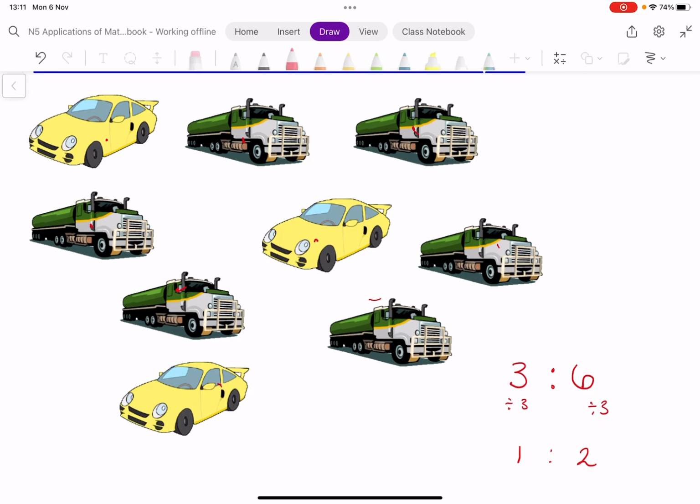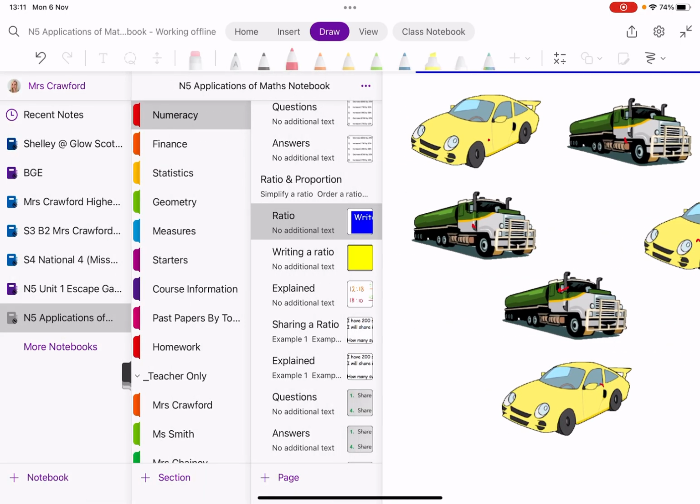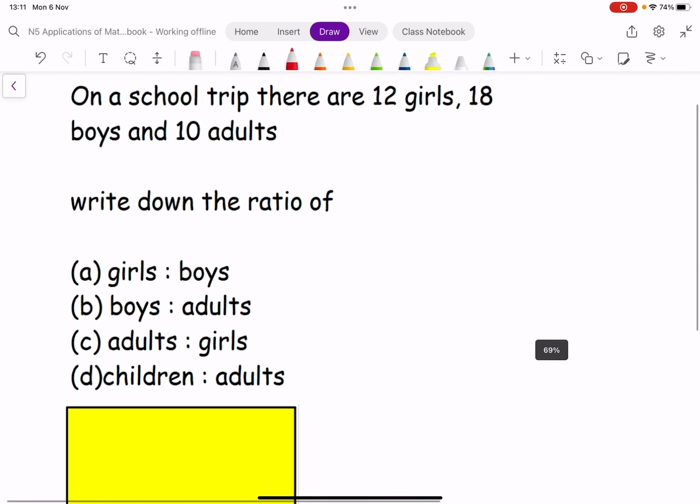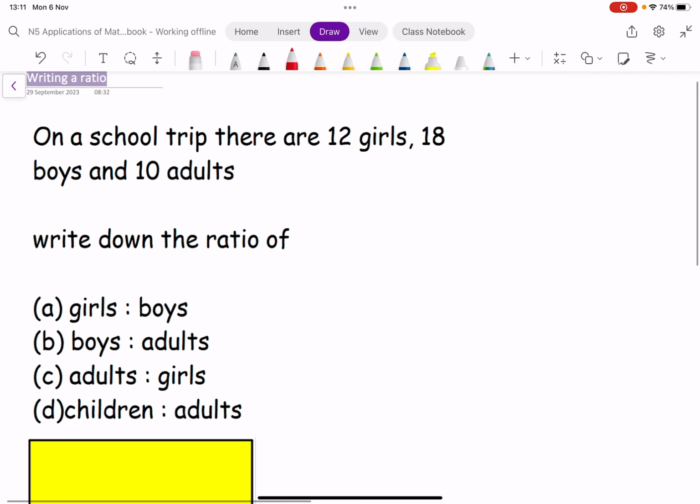All right. So a couple of wee examples on writing down a ratio. So on a school trip, we've got 12 girls, 18 boys and 10 adults. So write down the ratio of girls to boys. So we've got 12 girls, that's going to go first, and 18 boys.